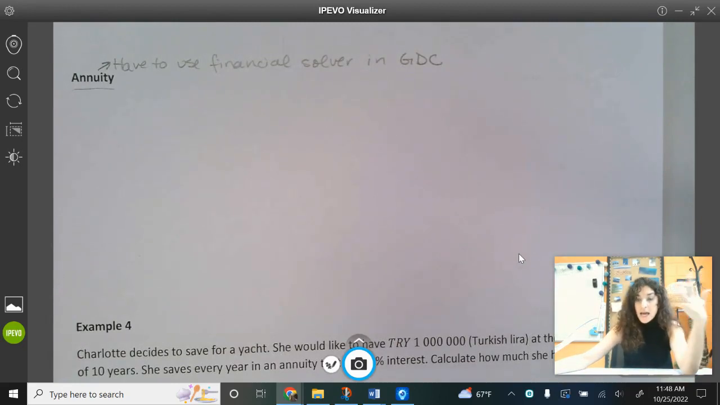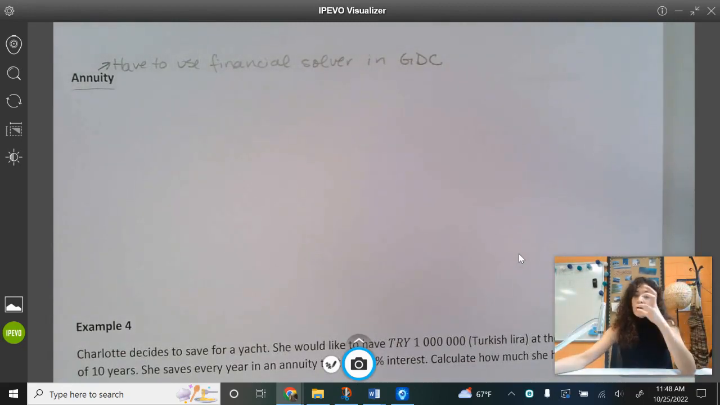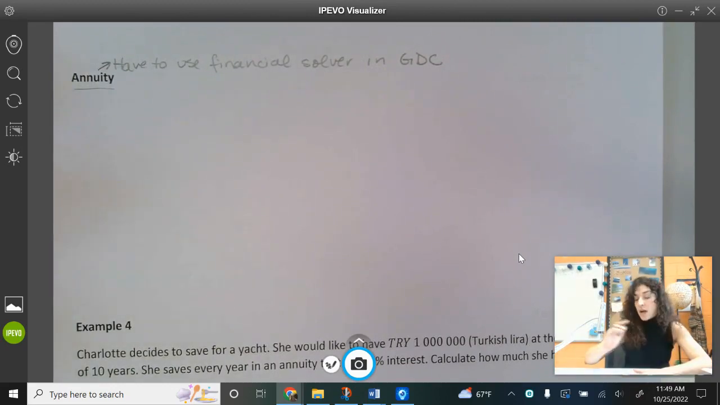Annuities are when money is growing. Amortization is when we're trying to pay off money that we've borrowed, right? So an annuity is that we're trying to save money. Amortization is paying off money that we borrowed. So that's the difference, and we'll go through each of those separately.